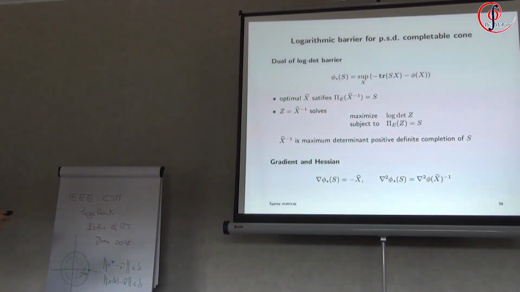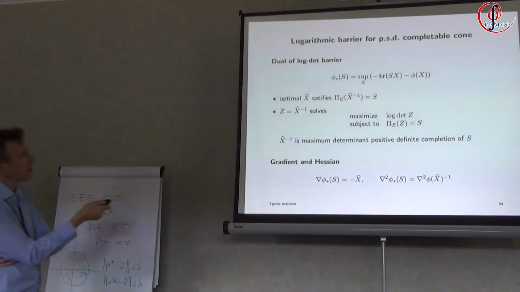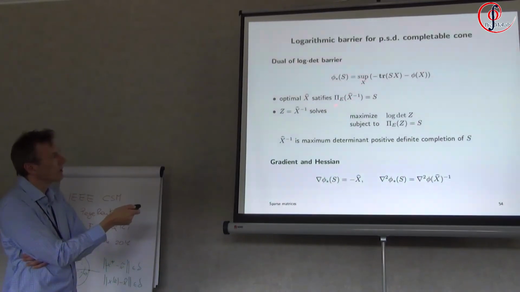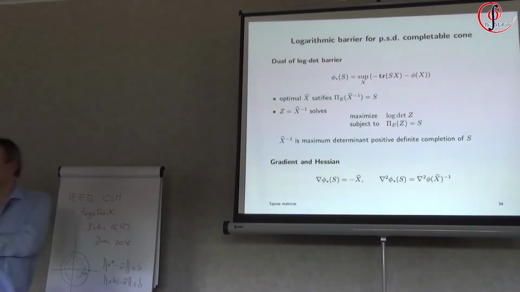The optimality condition of this problem is given by this. The x that maximizes this has an inverse that, when projected on the sparsity pattern, is equal to S, where S is the matrix at which you evaluate the barrier. So to evaluate this barrier at a given S, you have to find a solution to this nonlinear equation. Find a sparse matrix X that has an inverse with these specified values in the positions of the sparsity pattern. So for a given S, that's a nonlinear equation in X, but you can solve it efficiently if E is chordal, and it's the optimality condition for this.